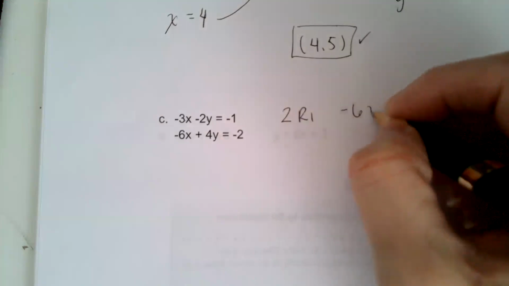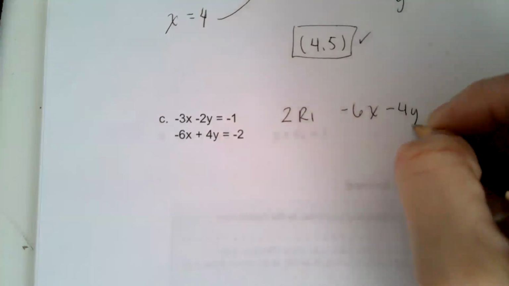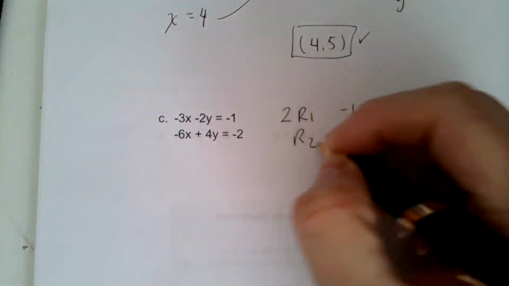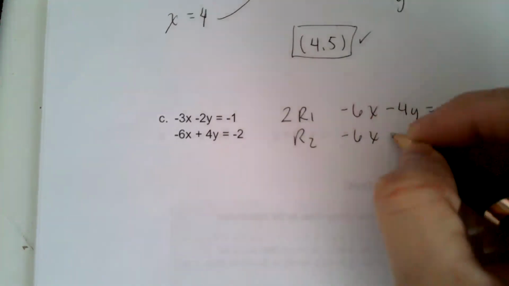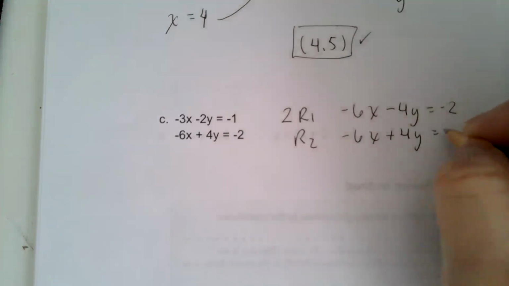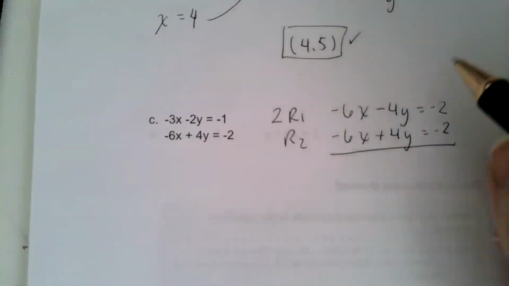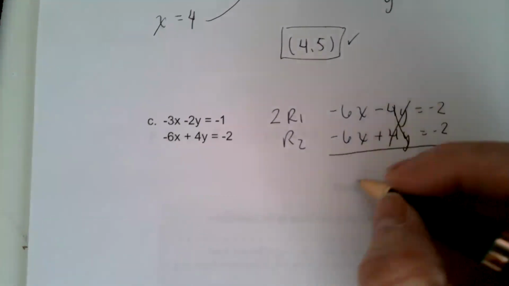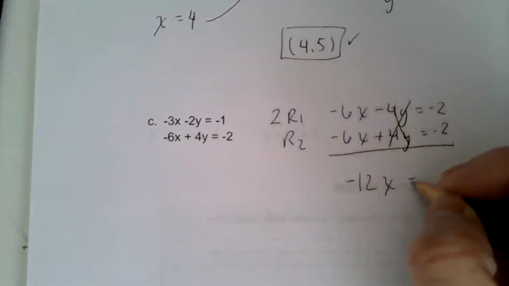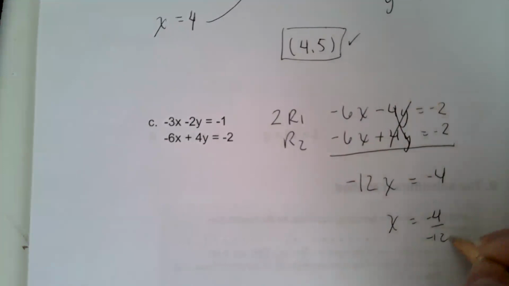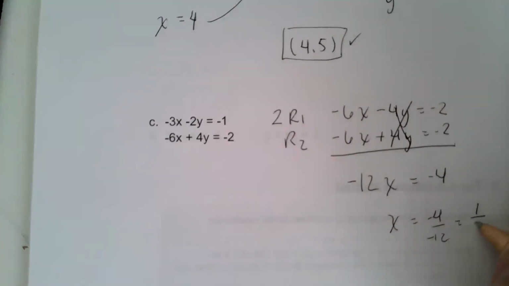So I'll get a -6x, -4y equals a -2. And then I'm going to keep row 2 as is. A -6x plus 4y equals a -2. So that worked out well. My y's cancel. I end up with a -12x equals a -4. And I divide by a -12. So I get a +1/3.